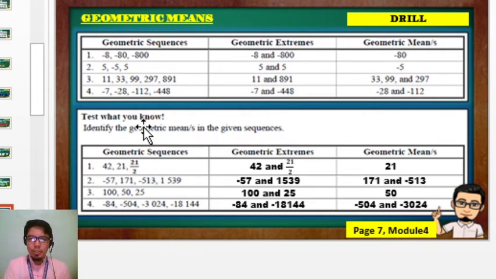Now let's test what you know on page 7 of your module. Let's have item number 1.